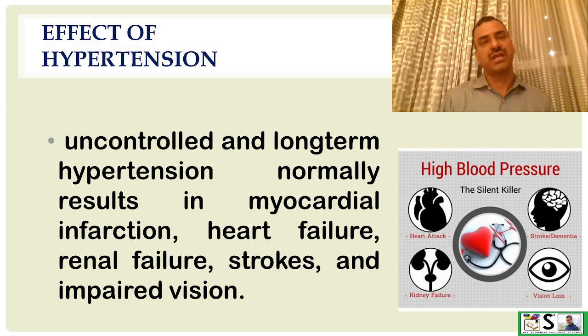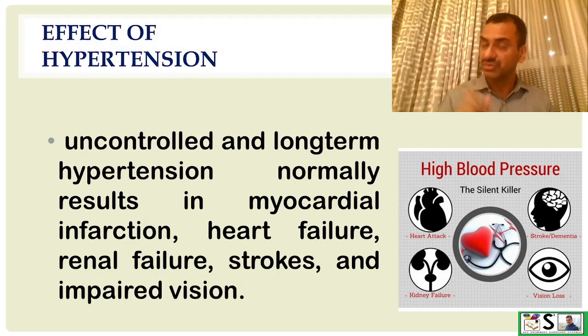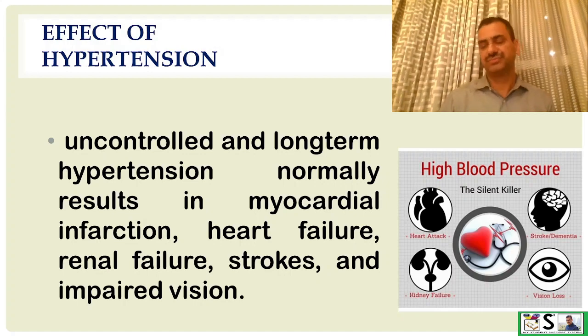Uncontrolled and long-term hypertension normally results in myocardial infarction, meaning the heart is affected, renal failure, stroke and impaired vision. So these important organs are affected by hypertension. That's why I told you, now we should think about it if we are hypertensive.